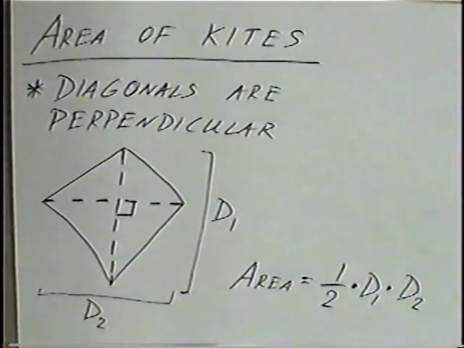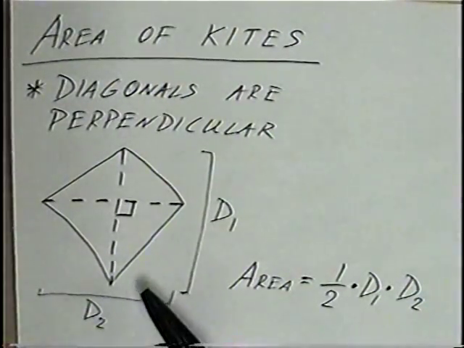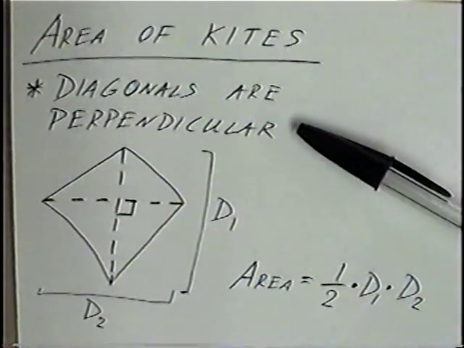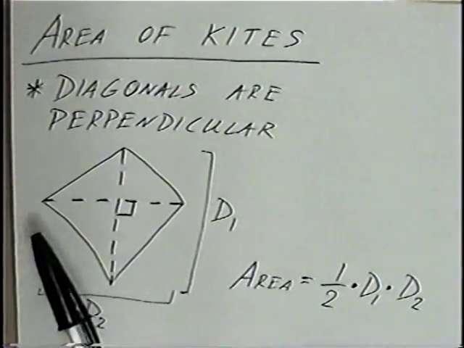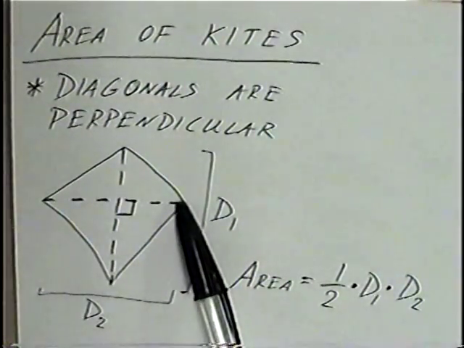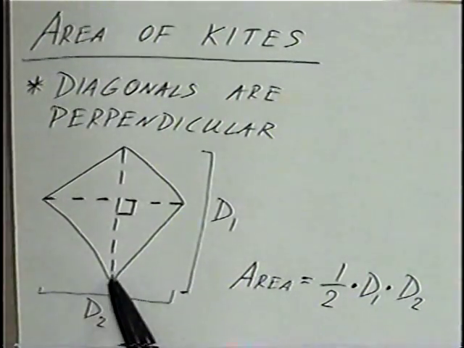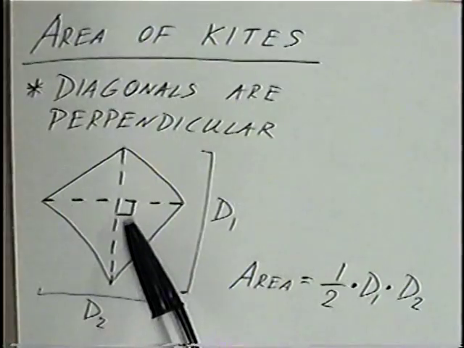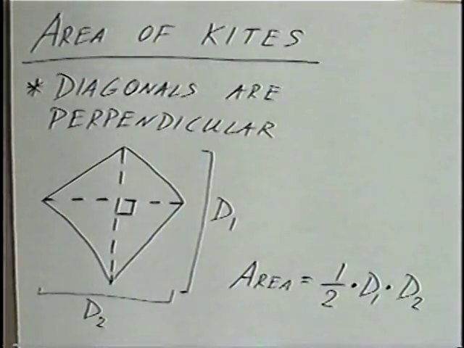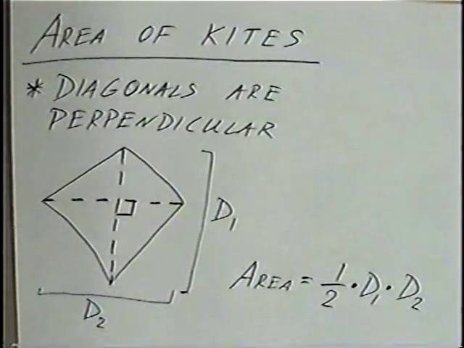Area of kites. A kite is kind of like a diamond shape where the diagonals are perpendicular. A diagonal is the distance from one corner to the opposite corner. So the two diagonals being perpendicular means where the two diagonals cross. Perpendicular means it makes a right angle or 90-degree angle.